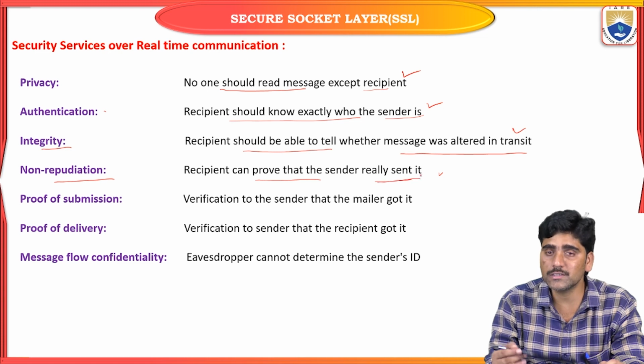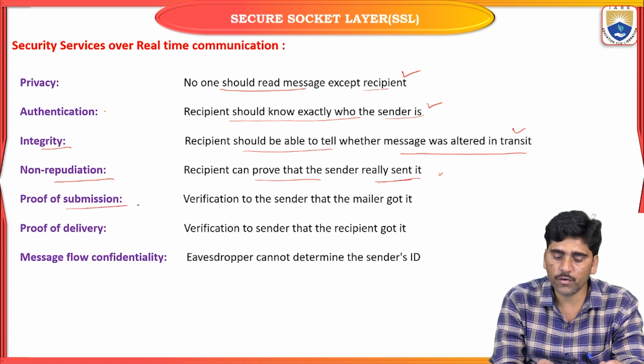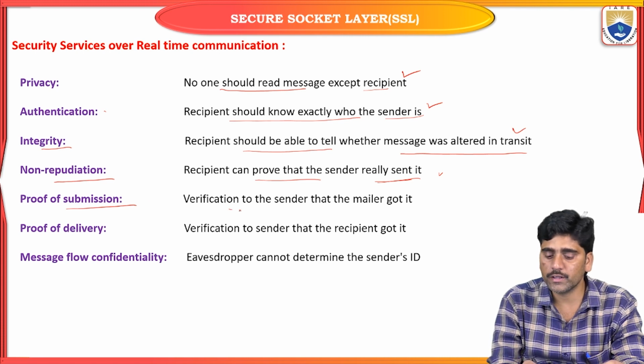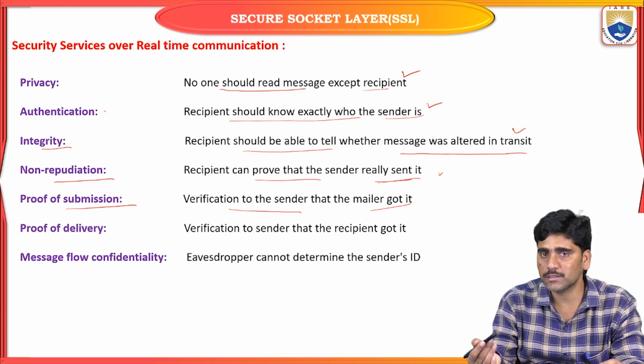So if he really sent that, then there is no non-repudiation. And proof of submission: verification to the sender that the mailer got it. Verification that the sent mail was successful, sent and delivered successfully. So like that, the message is proof of message you have to receive.